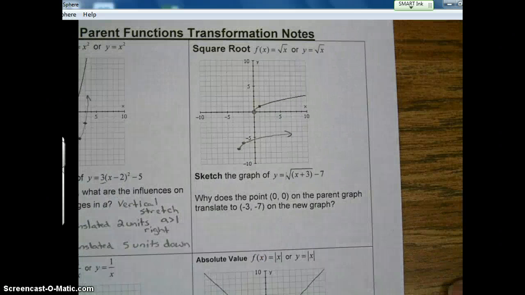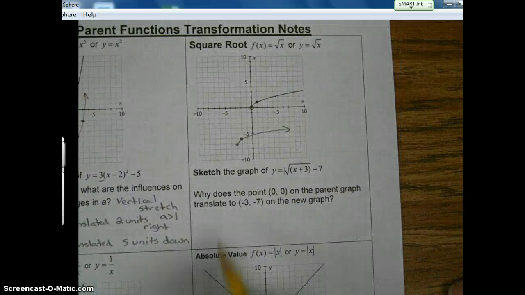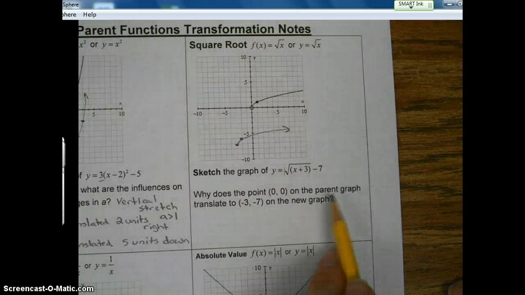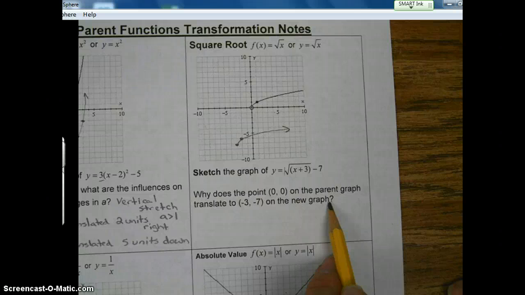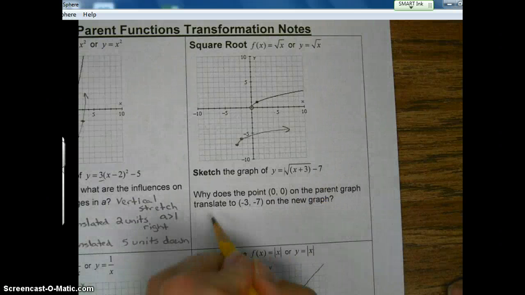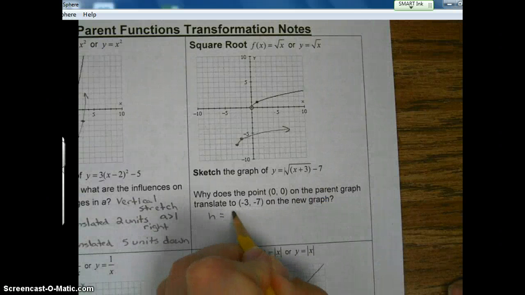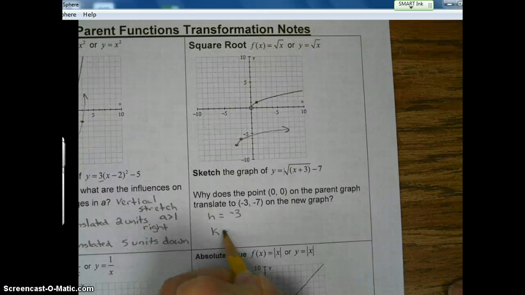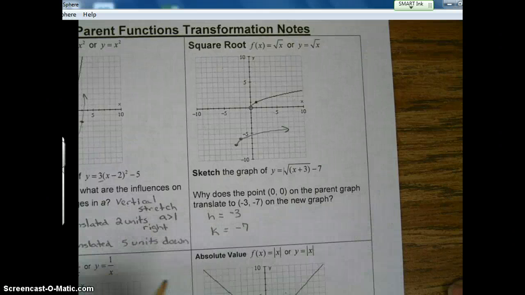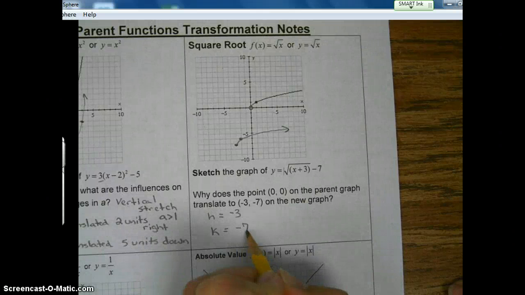It says, why does the point (0, 0) on the parent graph translate to (-3, -7) on the new graph? Because our h value is -3, which means to go 3 units to the left, and our k value is -7, which means to go 7 units down.